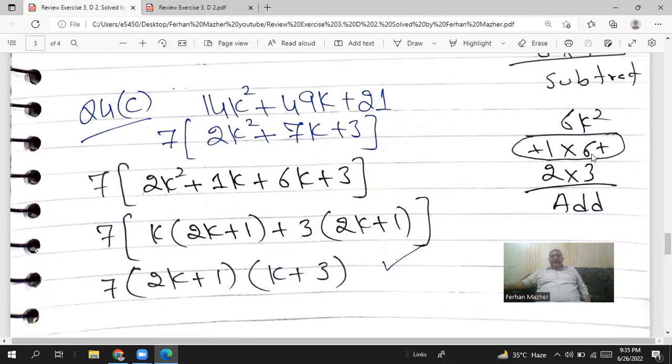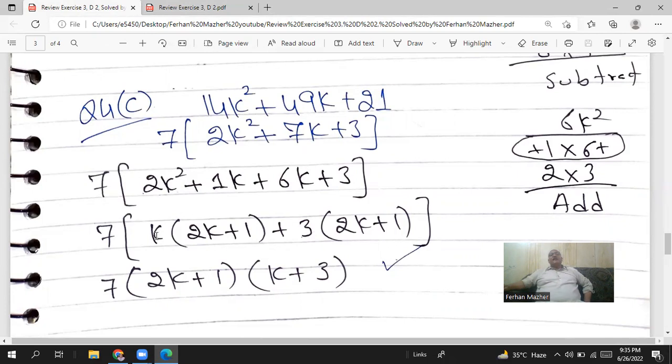So 1 and 6 is the right pair because you want plus 7, and in addition, we give the same sign. Either both of them are given the positive sign or both of them are given the negative sign. So we will have plus 6 and plus 1. So 7 square bracket 2k square plus 1k plus 6k plus 3, bracket close, and 7 square bracket.